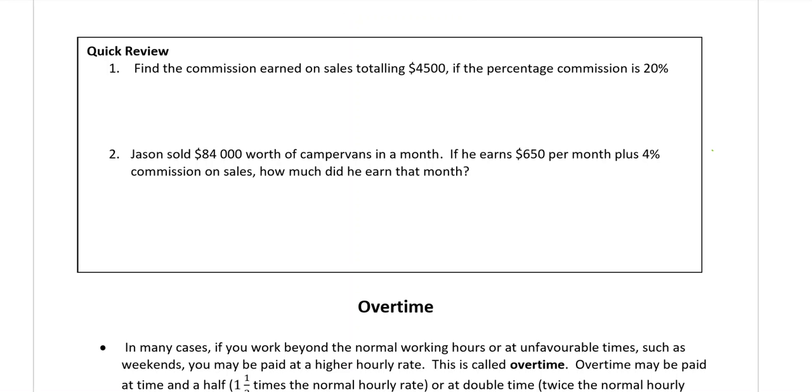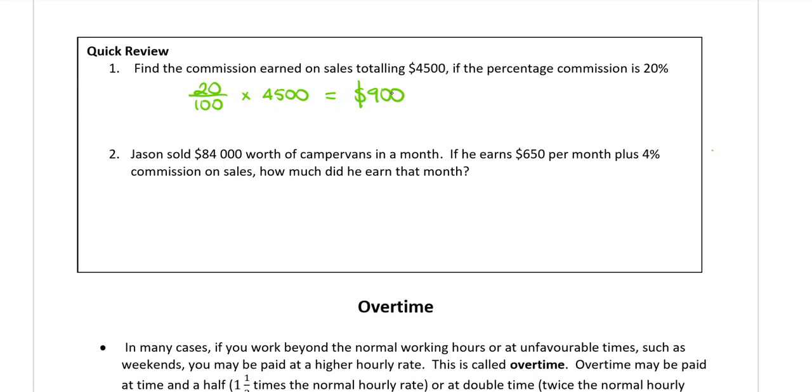All right, let's go through them. Question number 1. Find the commission earned on sales totaling $4,500 if the percentage commission is 20%. So you just want to find 20%, which means 20 over 100, and times it by the 4,500. So you guys do that? Yeah. So they get a $900 commission.